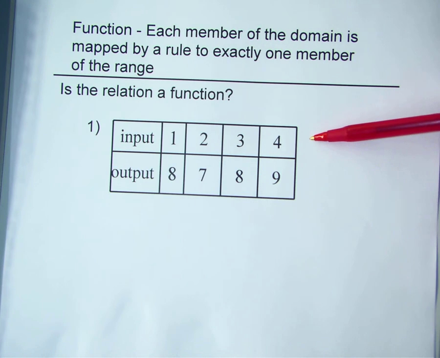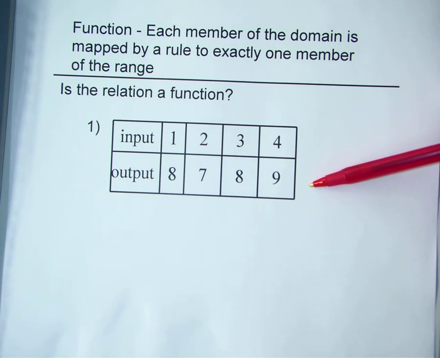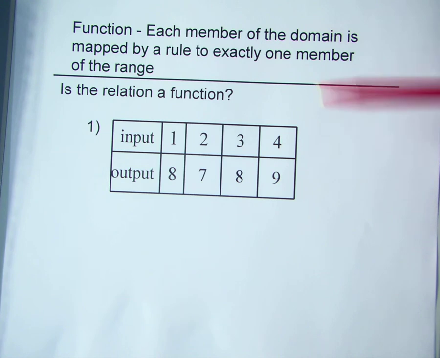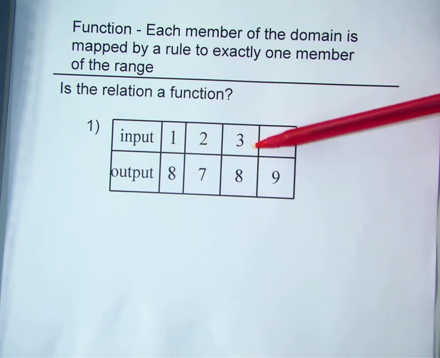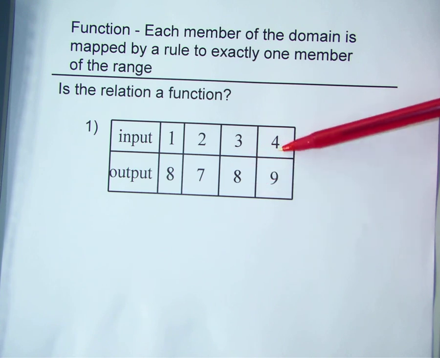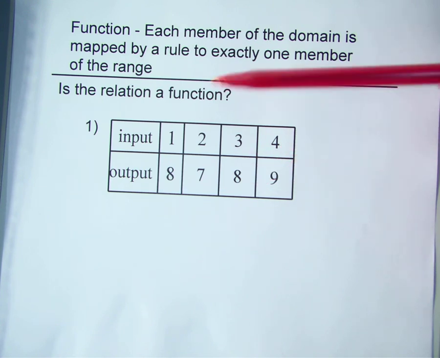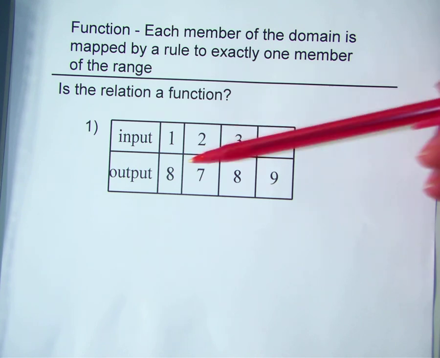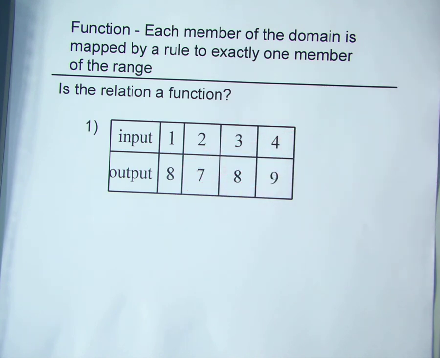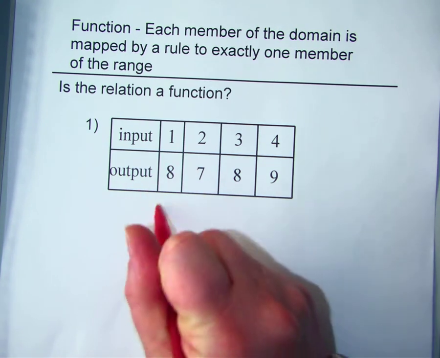There's an input and an output listed. So we have to figure out if each member of the domain is mapped to exactly one member of the range. So 1 is mapped to 8, 2 is mapped to 7, 3 is mapped to 8, and 4 is mapped to 9. So each input, these are 4 different inputs, gets its own output. So yes, this is a function.